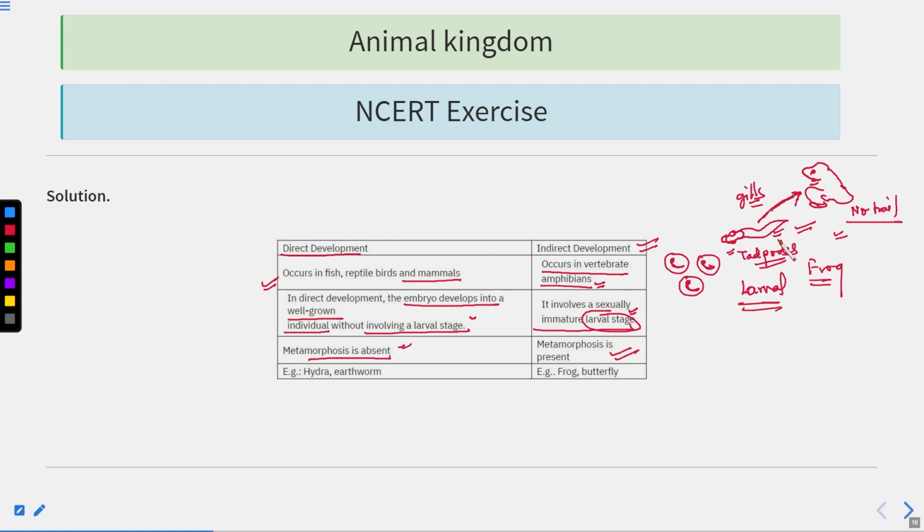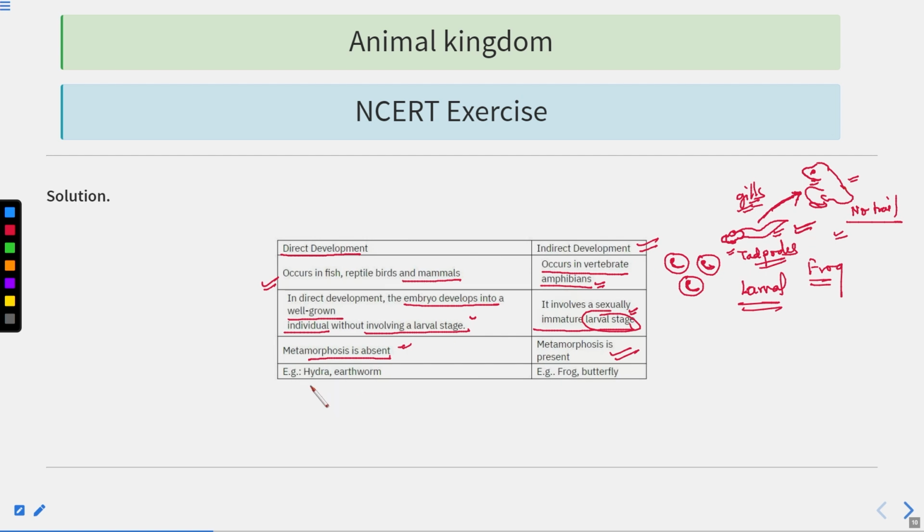The tail is removed, the gills vanish, and here you can see the development of full-fledged lungs when the organism changes to the adult form. And this tadpole is more adaptable to live in the aquatic environment, water. But this frog can live in both types of environment, on the land also and in the water also.